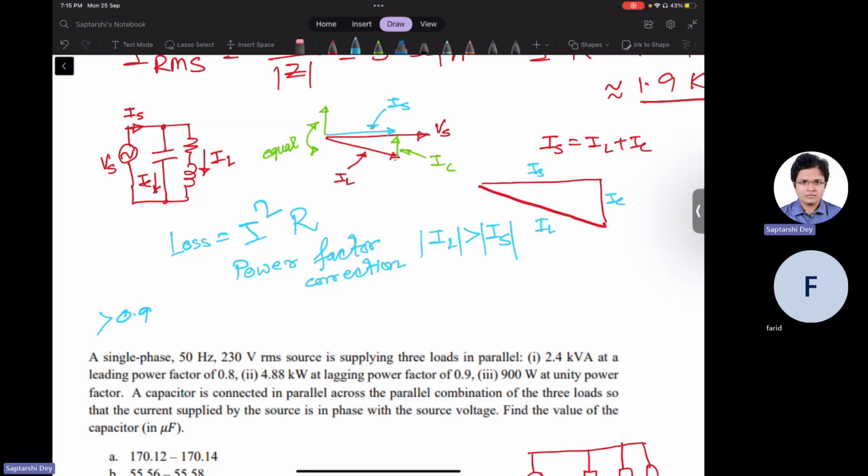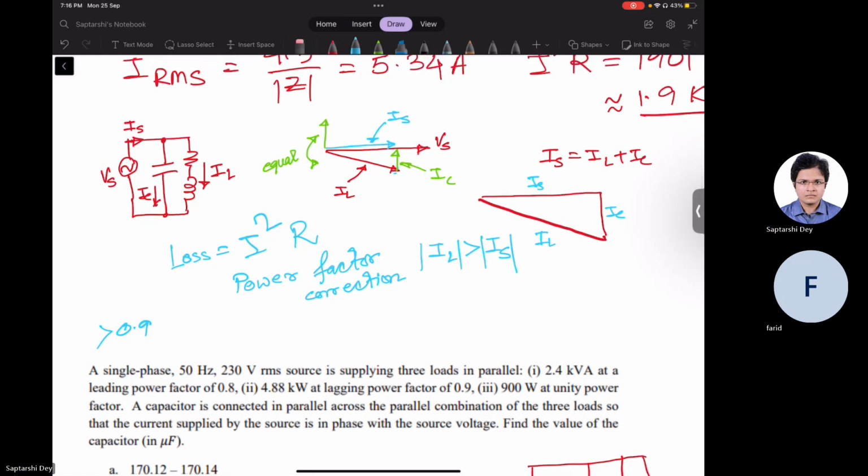But industries draw a large amount of reactive power, and that is problematic for them because to supply the same power, the current is much more. So the transformers become oversized, transmission lines become oversized. So to stop that, they would charge the industries for reactive power also. And what the industries do, in order to get rid of this charge, they generate reactive power locally.